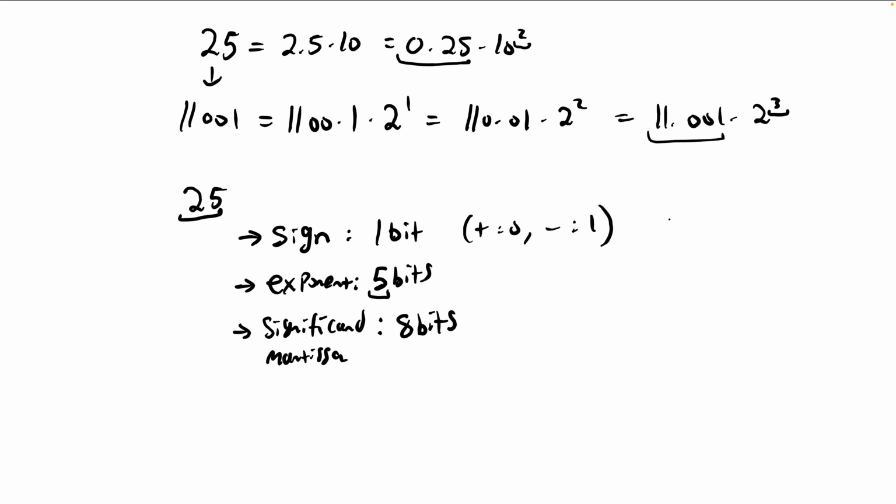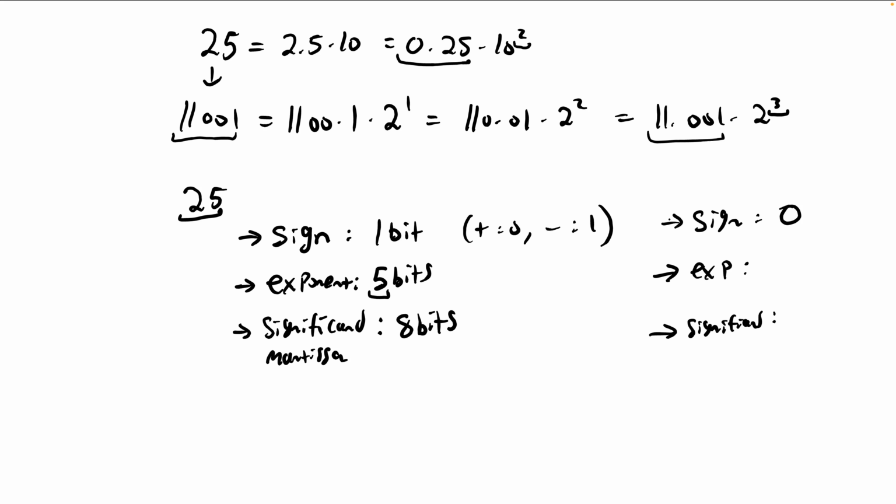Well, first off, the easy part is the sign bit, right? The sign is 0 because it's positive, right? Now, what about the exponent? Before we talk about the exponent, we might as well talk about the significand, or the mantissa, right? This probably makes most sense to work from there. So what does the mantissa or significand look like for this?